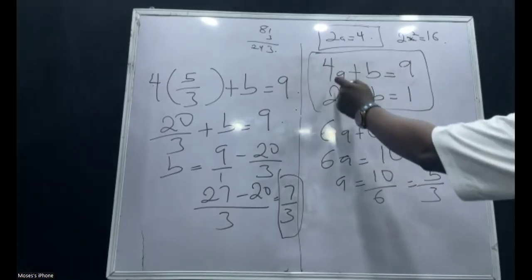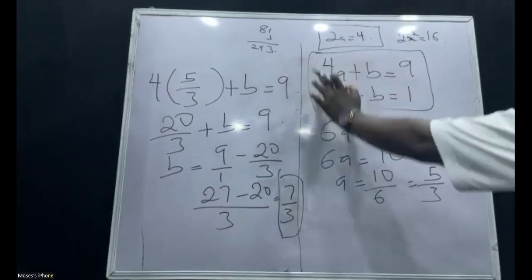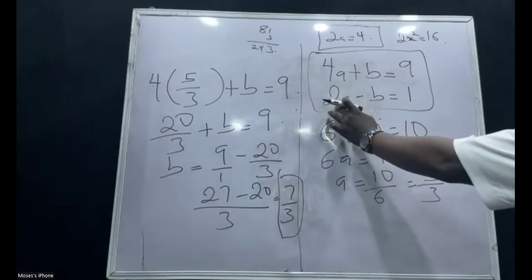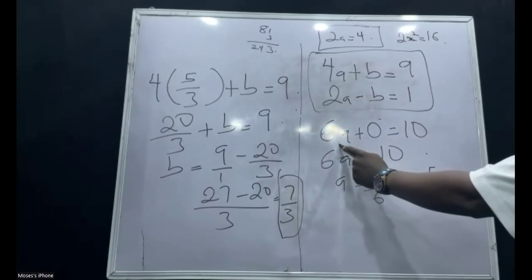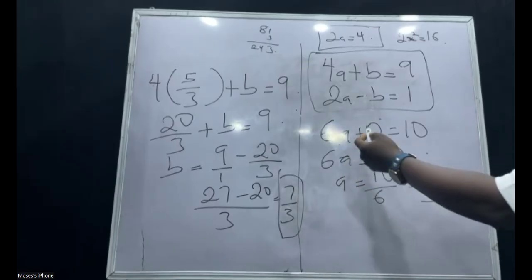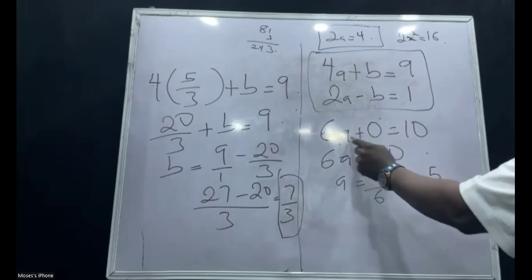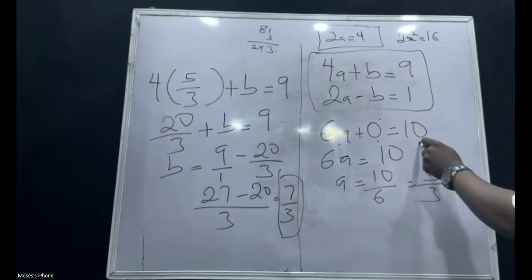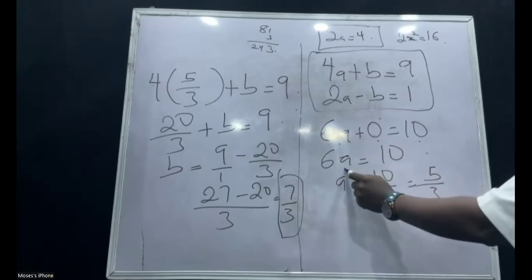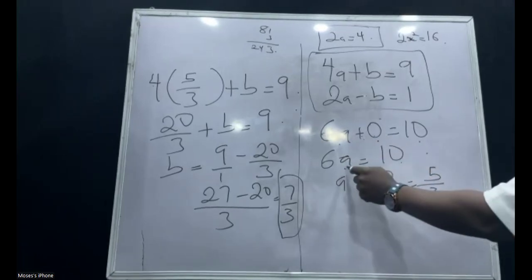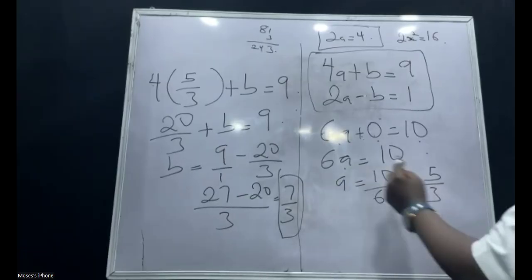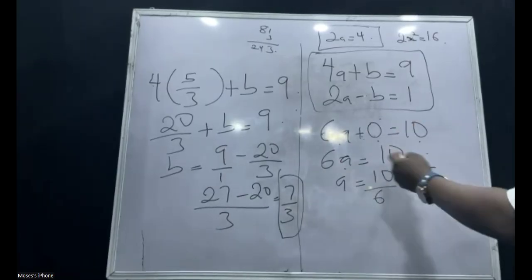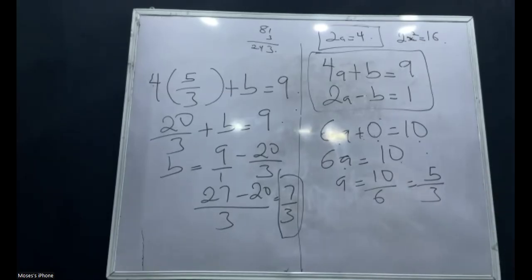Now, sir, we have 4A. No, we are adding the equation. When you have 4A plus 2A, you are going to have 6A. It's not 6 plus A. We have 6A plus 0 equals 9 plus 1, which is 10. So 6A equals 10. Now, for you to get your A, you divide by 6. You cannot carry 6 here because it's not plus. It's not A plus 6. It's 6A.